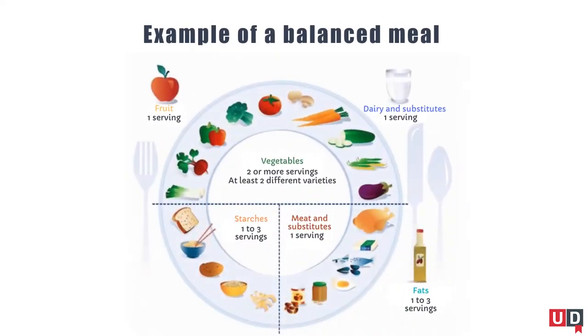A quarter of the plate consists of grains and starchy foods, and the last quarter of the plate consists of meat or alternatives. The plate is accompanied by a serving of fruit and a serving of milk or alternatives. Some of the food groups contain carbohydrates such as fruits, milk or alternatives, grains and starchy foods, and legumes and pulses from the meat or alternative group.